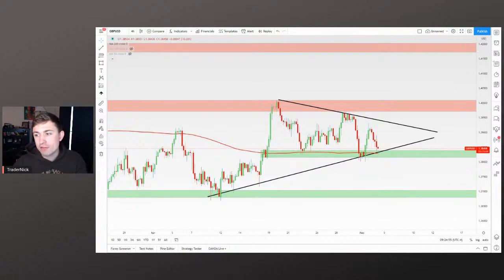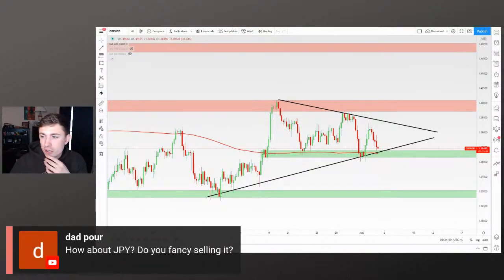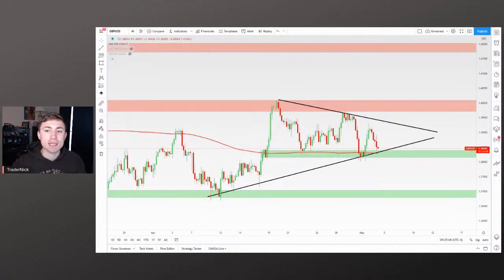How about Japanese yen? Do you fancy selling it? I do. Yes. I've been bearish on the yen for a while now, just as the markets continue to stay in a risk-on environment until further notice. Pretty much bearish on the yen and the Swiss franc.